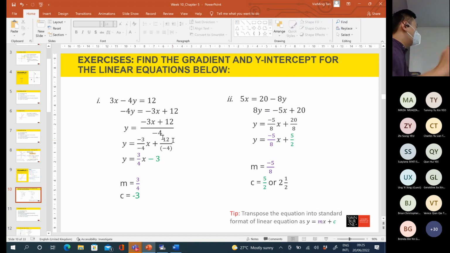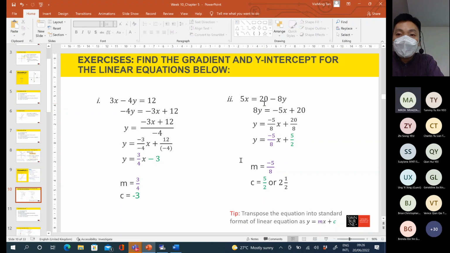So once you have arranged the equation into the standard form of linear equation, then it's easy for you to identify the m and also the c value, right? So the m is positive 3/4, and the c is minus 3. Okay. So again, another example is also asking to get the m and c value. Also the same, involving the linear equation, which is this one.